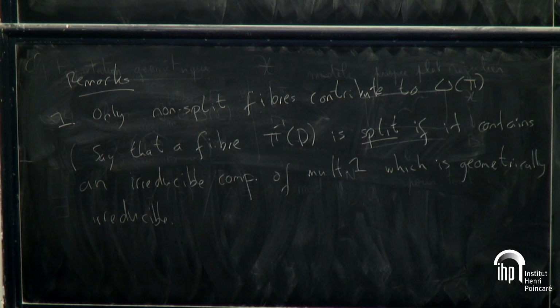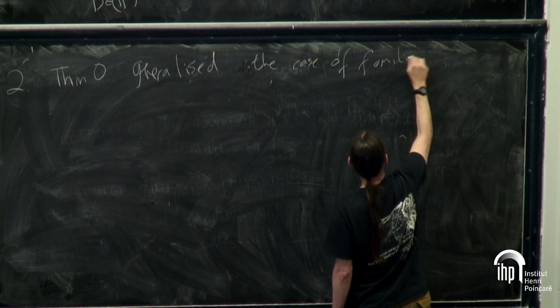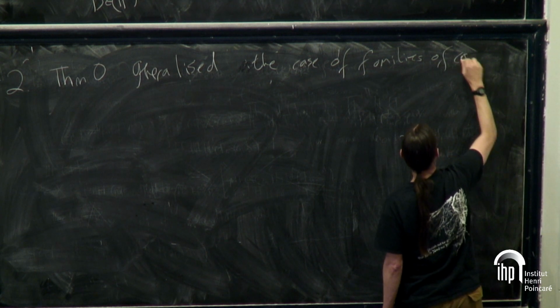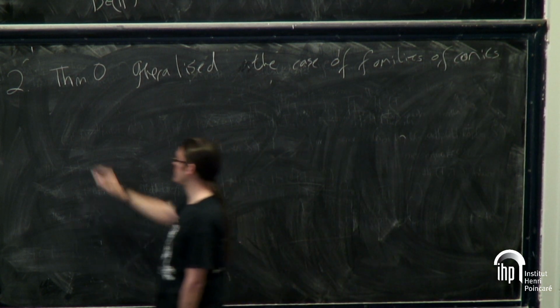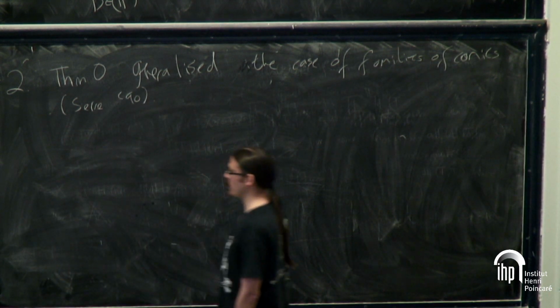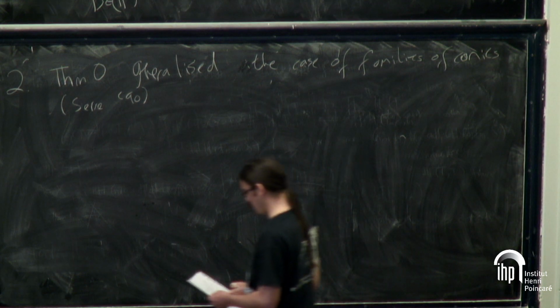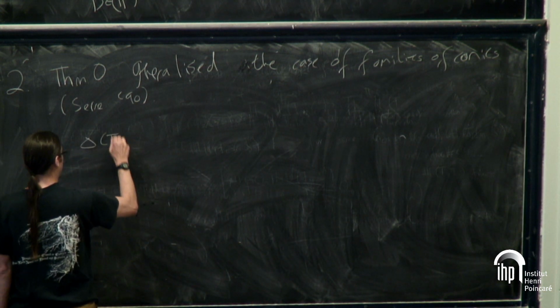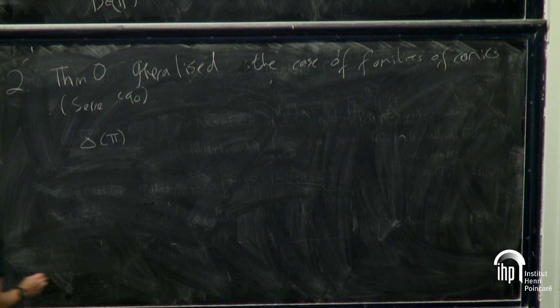And yeah, a big motivation for me and Anglais when we were proving this was a result of Serre from the 1990s. So it's Theorem 0 generalized. The case of families of conics, which was treated by Serre in this level of generality in 1990. Fimios mentioned this already in his talk, so Serre got quite general results here. And then for the case of conics, this invariant delta is quite easy to calculate.